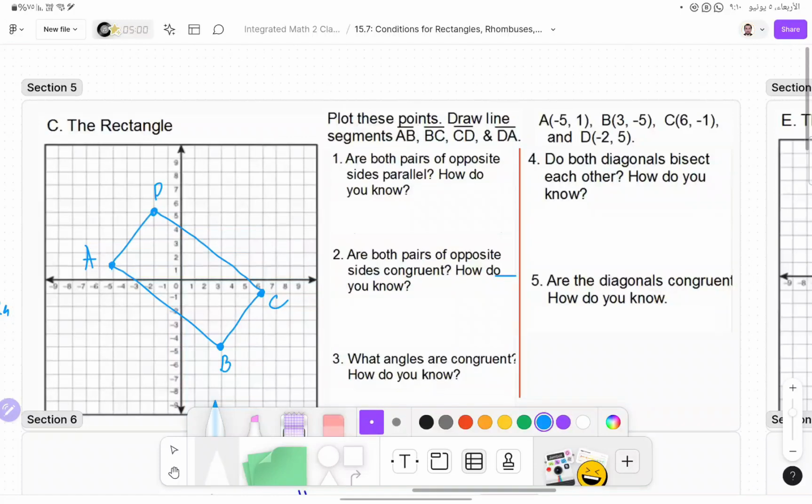Now let's start solving the questions. Are both pairs of opposite sides parallel? Yes, they are parallel because they never intersect.